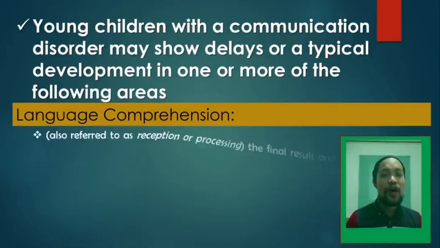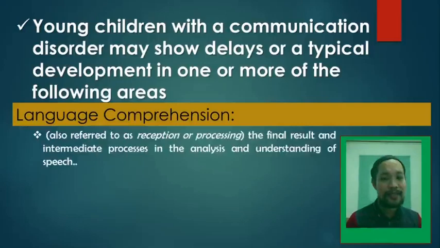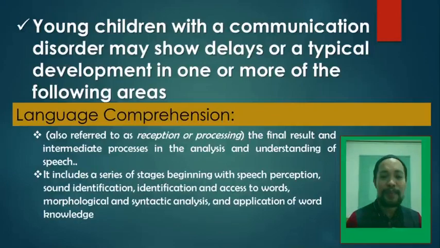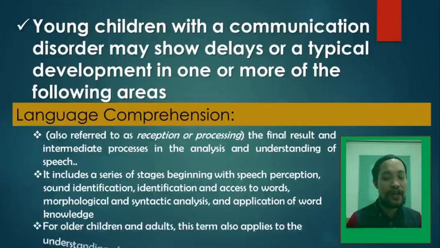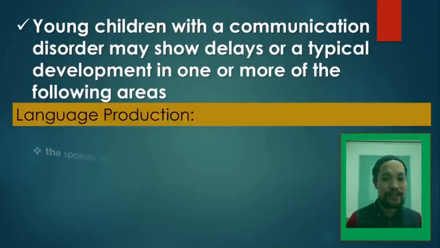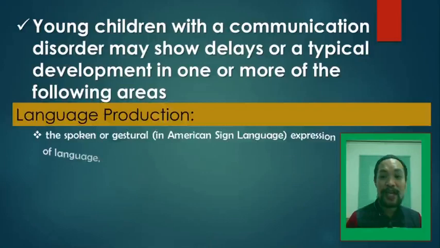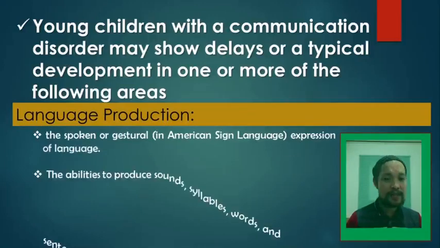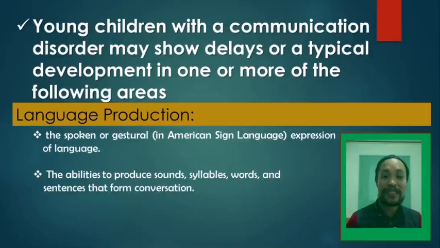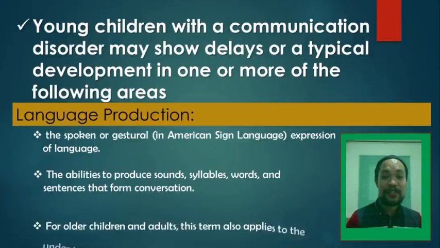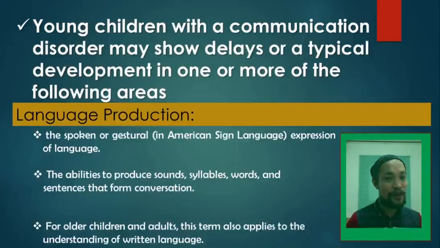Language comprehension, also referred to as reception or processing. The final result and intermediate processes in the analysis and understanding of speech. It includes a series of stages beginning with speech perception, sound identification, identification and access to words, morphological and syntactic analysis, and application of word knowledge. For older children and adults, this term also applies to the understanding of written language. Language production, the spoken or gestural, in American Sign Language, expression of language. The abilities to produce sounds, syllables, words, and sentences that form conversation. For older children and adults, this term also applies to the understanding of written language.